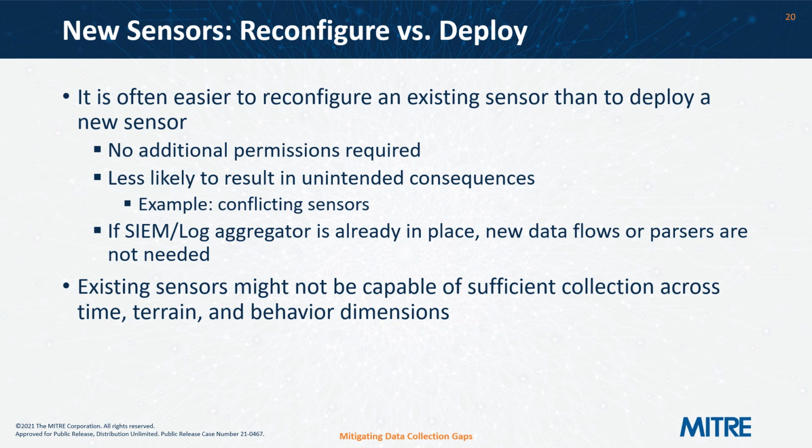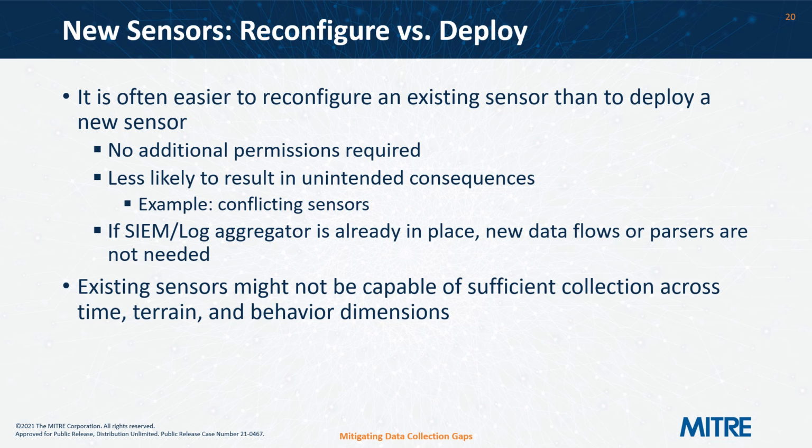Sometimes we just don't have the option to use existing tools. Sometimes because the network owner is unwilling to allow modifications of them, and sometimes because the existing tools just can't meet our needs. This is the primary reason why we would look to deploy a new tool or sensor.